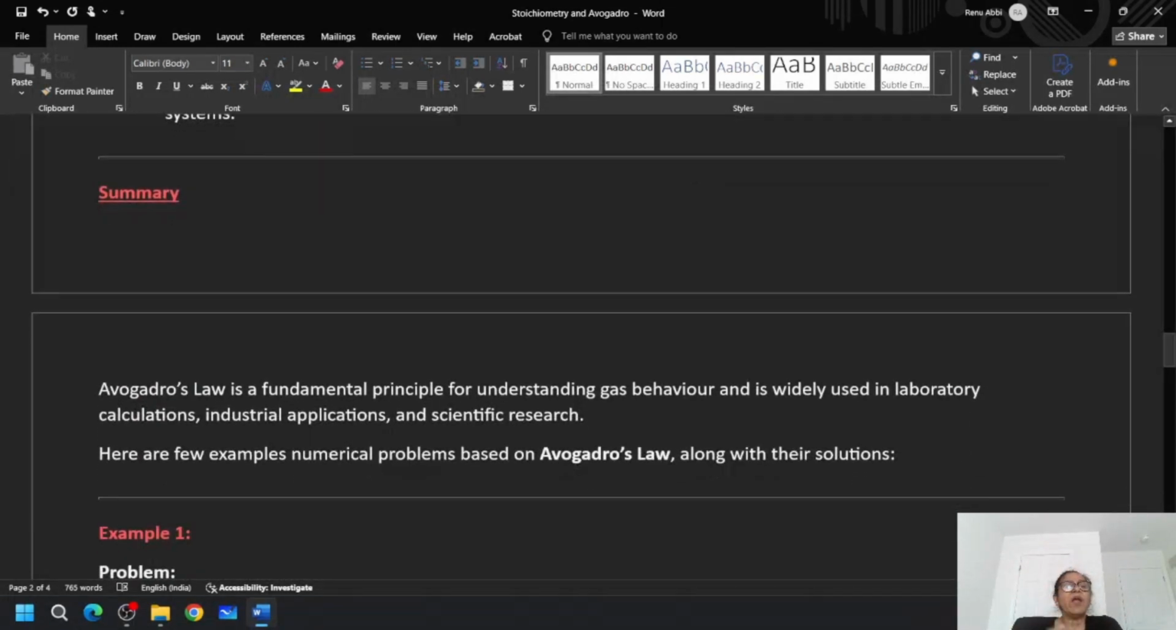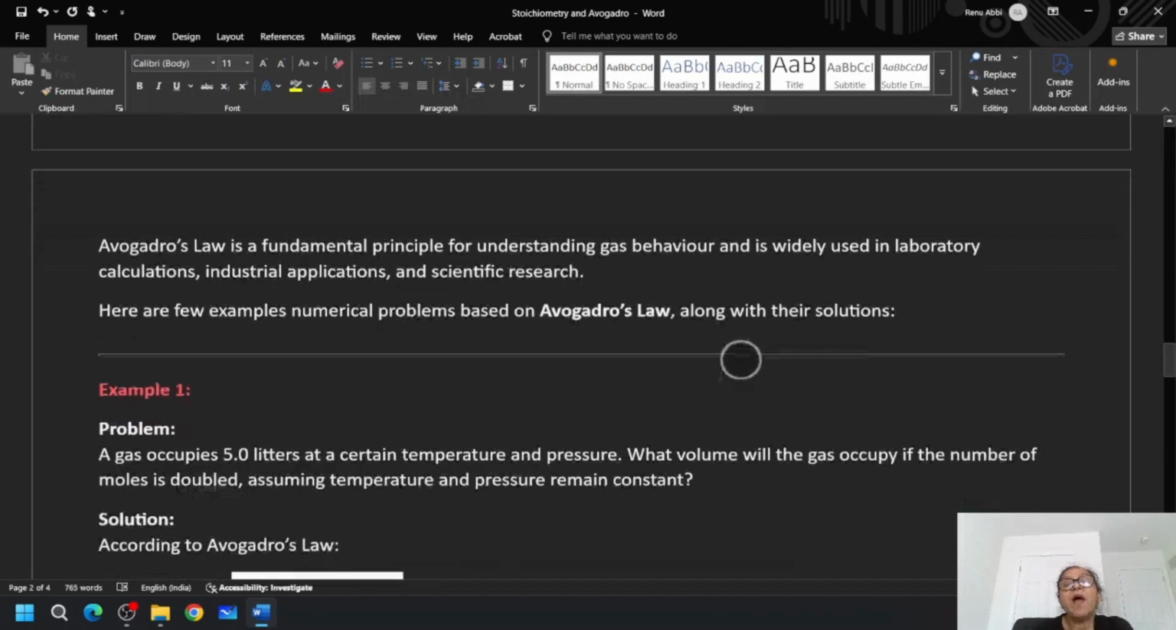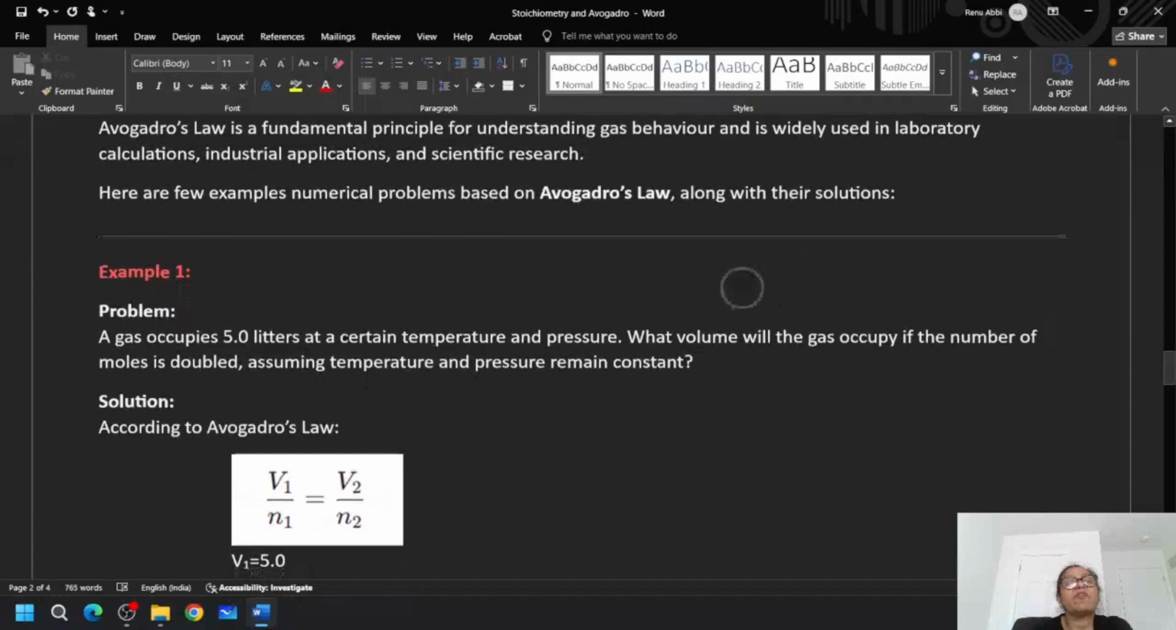So now, in total, we have just read that Avogadro's law is fundamental. This is a summary of this topic: Avogadro's law is a fundamental principle for understanding gas behavior and is widely used in laboratory calculations, industrial applications and scientific research. Whatever I have taught, I have given you in summary form. Here are a few examples of numerical problems based on Avogadro's law along with their solutions. I have just given them over there.